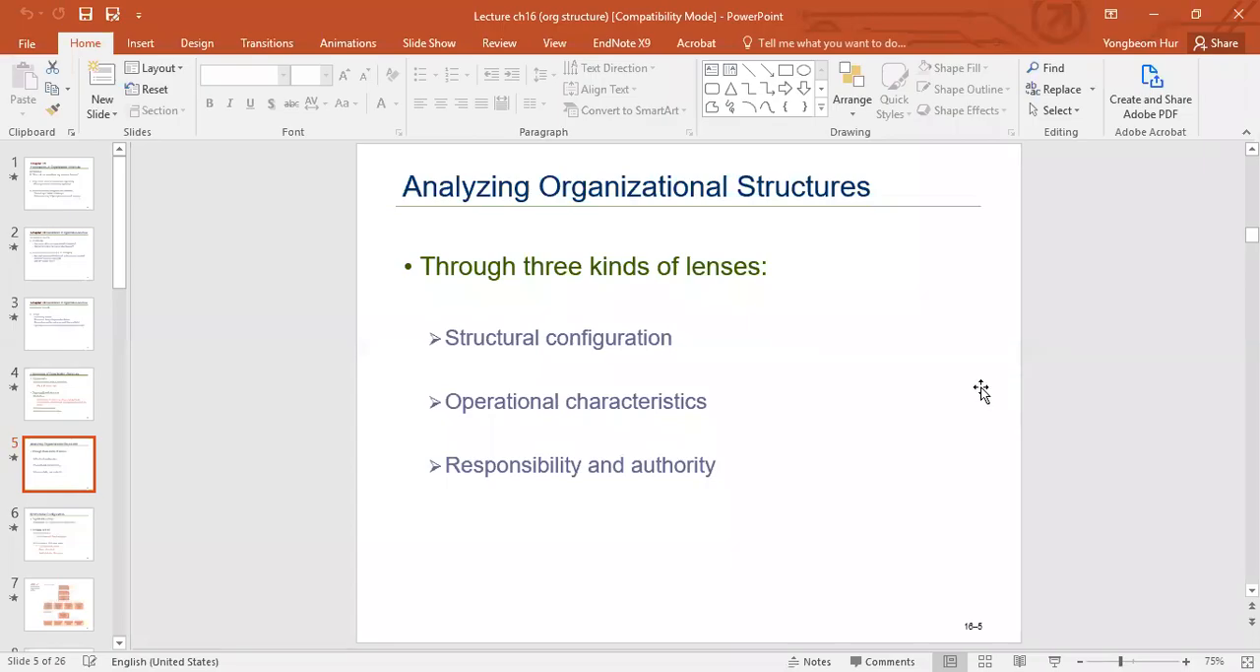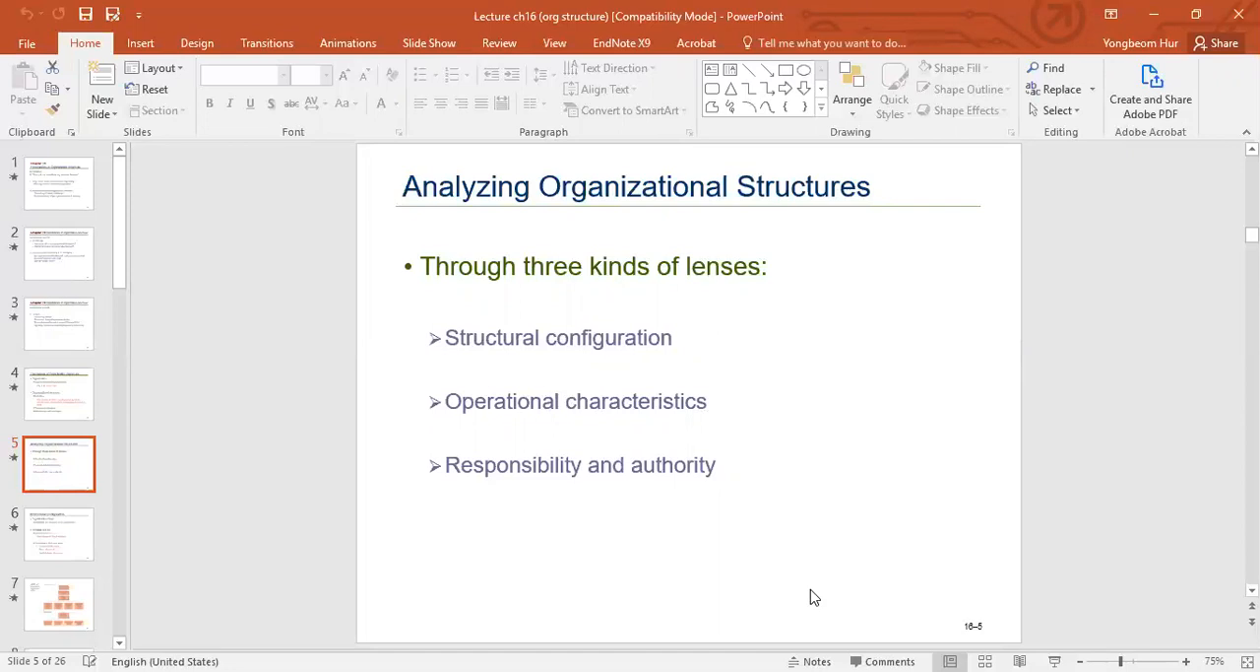Hello everyone. In the last video, we looked at the way to understand organizational structure, especially focusing on three kinds of lenses. We are able to understand the way they divide the labor, the way they coordinate among divided labors, and how organizations were structured in terms of centralization or decentralization, how the authority and responsibilities were shared, and how formal the organizational structures may be. So with those three kinds of lenses, we are able to understand the way they structure their organizations.